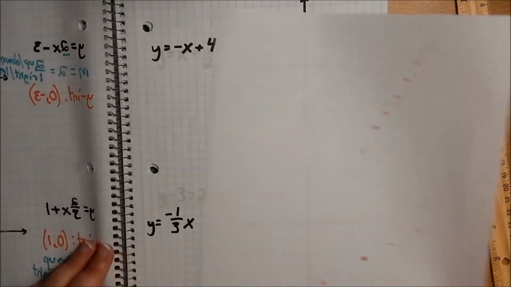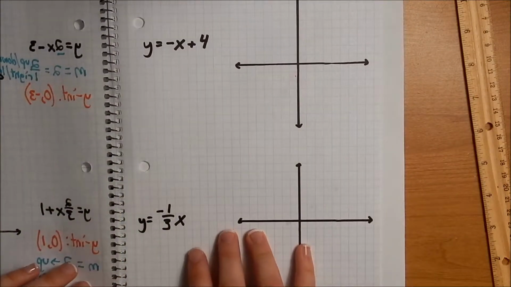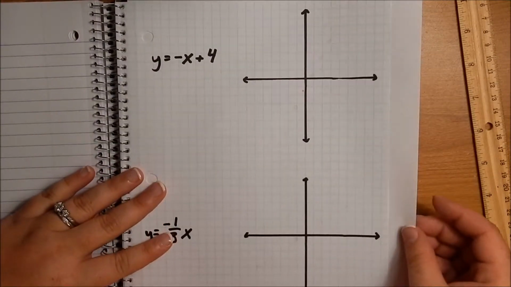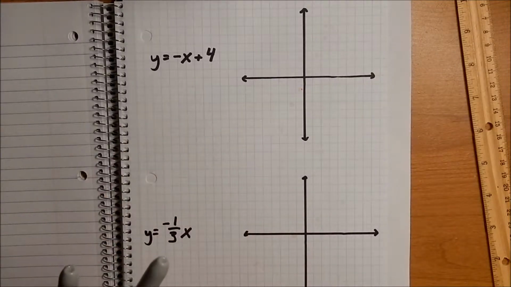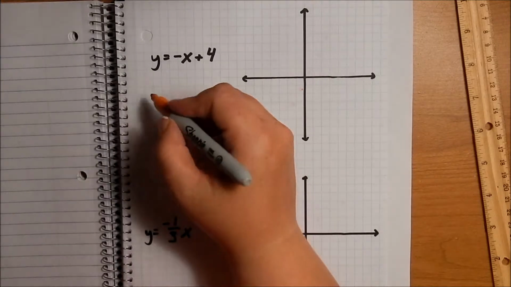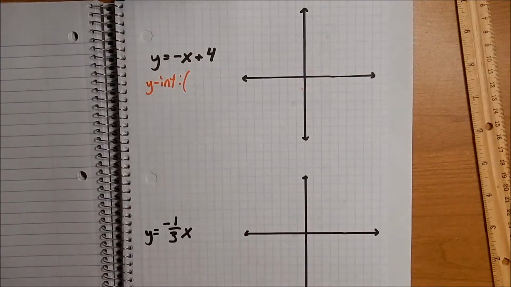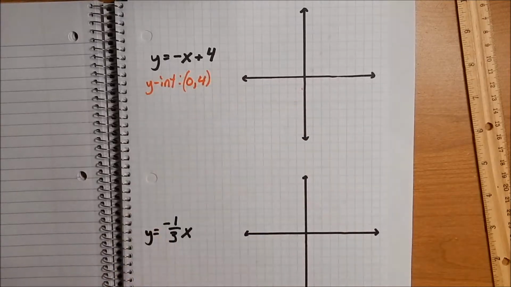So now let's go ahead and try a few more examples. Okay, so here's one. Y equals negative x plus 4. I'm going to use the same procedure as I did before, even though this one looks a little bit different. So we can start with the y-intercept. And what's that ordered pair? If you said 0, 4, you're correct.